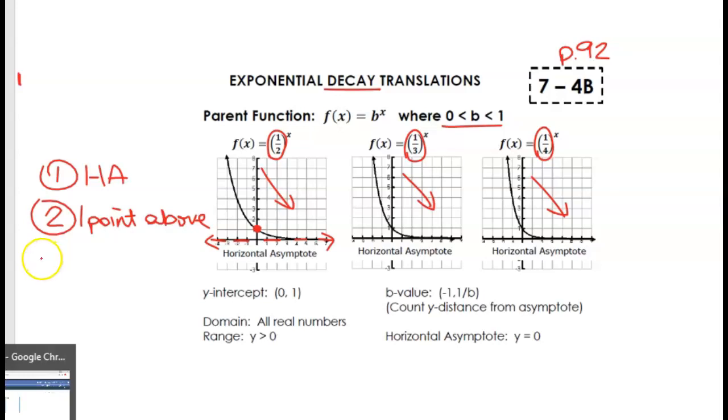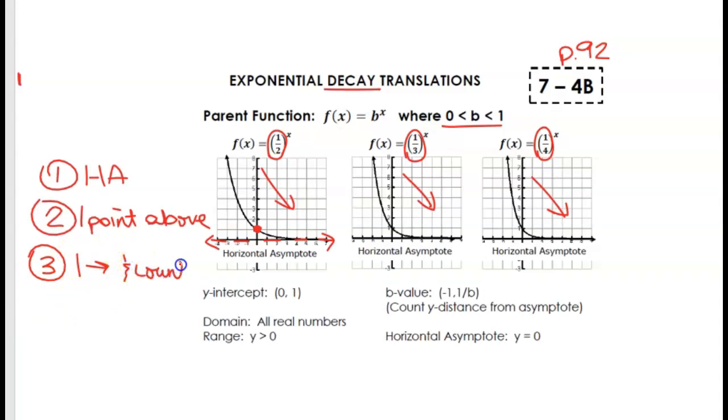Now, the third thing that we were supposed to find yesterday was the b value, right? And the way we found the b value was moving 1 to the right and then count the y distance. You now have to move to the left, because if I move to the right, I can't really tell exactly where that is. But if I move to the left one, here's that point. What's that distance?